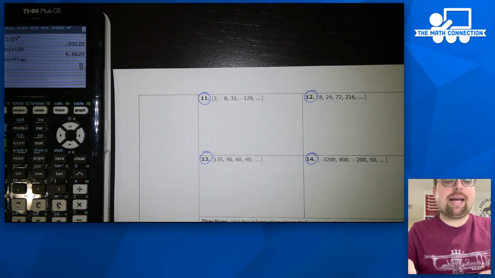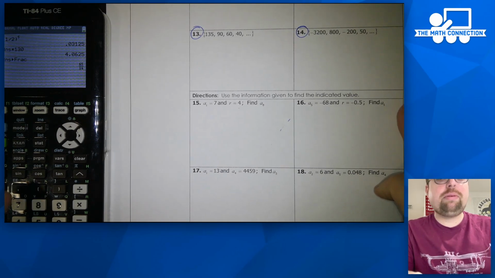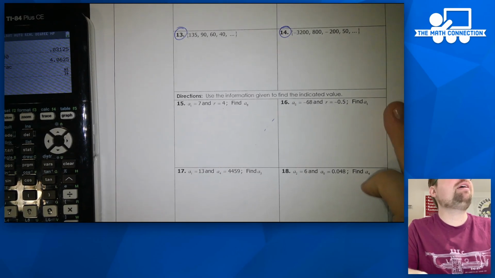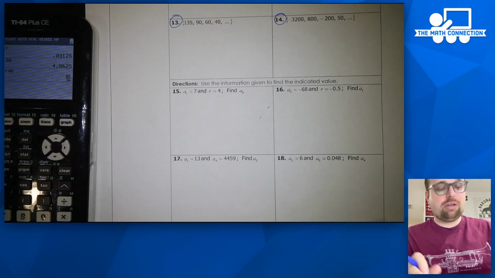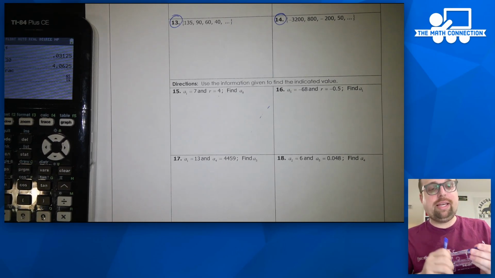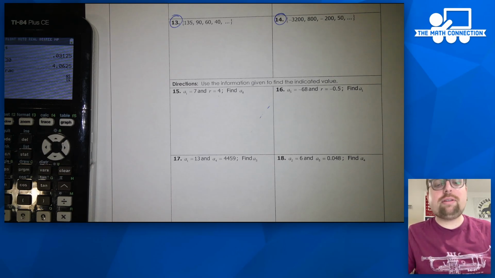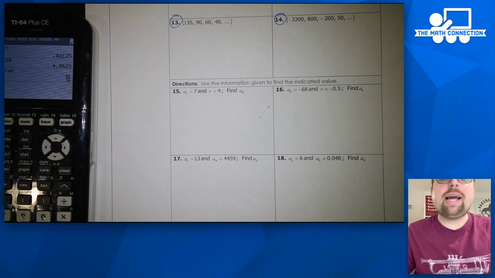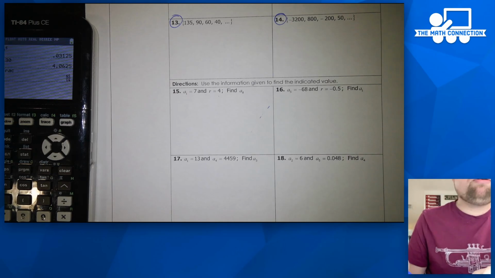Okay, so we're back and we're going to work on 15 through 18. It's a little bit of a different type of problem because in these problems right here, we have some information already about the sequence, whether it be the first term or another term in the sequence, and maybe they gave us the r, maybe they didn't. And then they asked us to find a specific term in the sequence. So let's just dive right in.